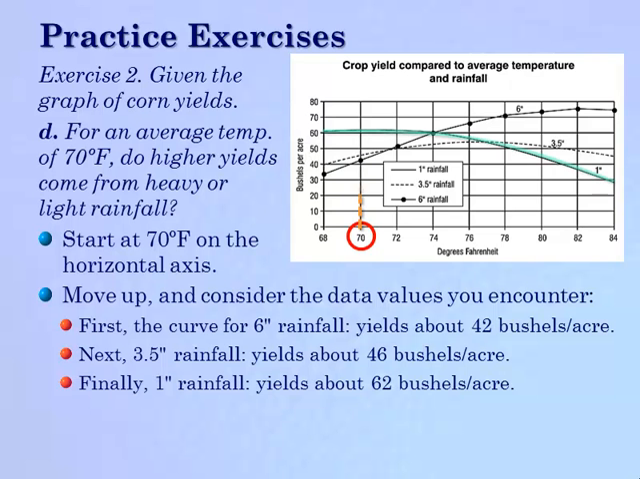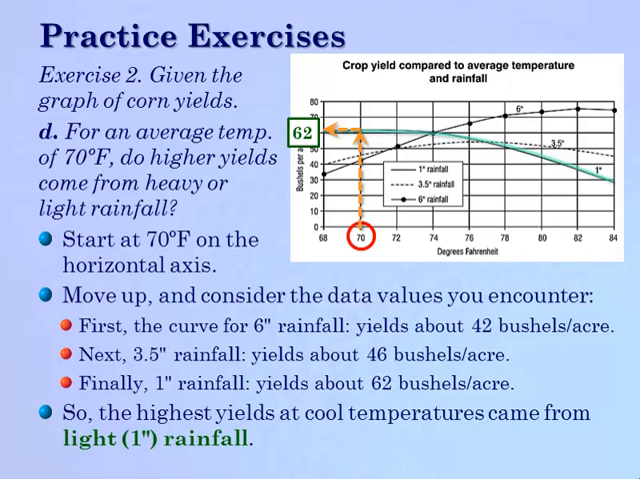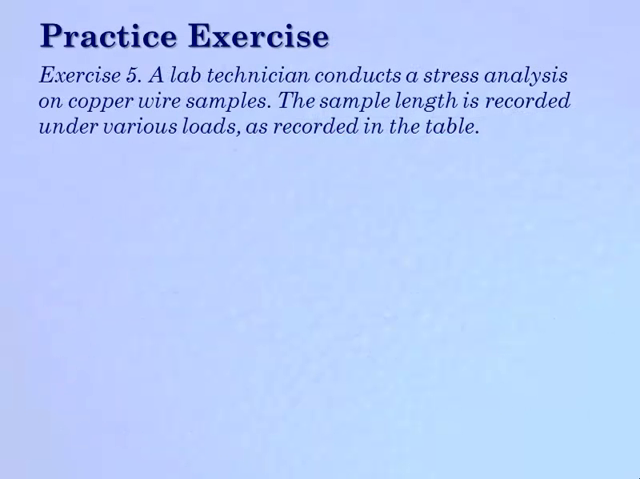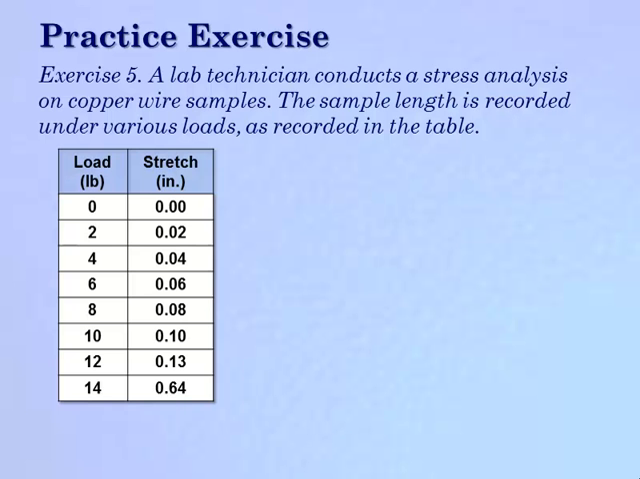And if we go up all the way to the top curve of 1 inch rainfall, we get about 62 bushels per acre. So the highest yields at cool temperatures came from the light 1 inch rainfall.